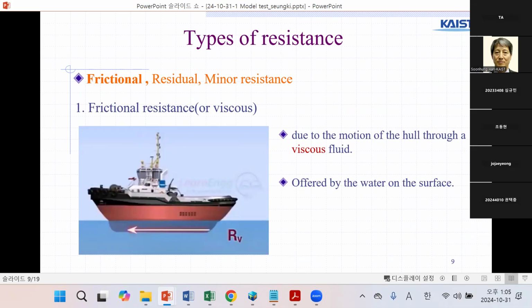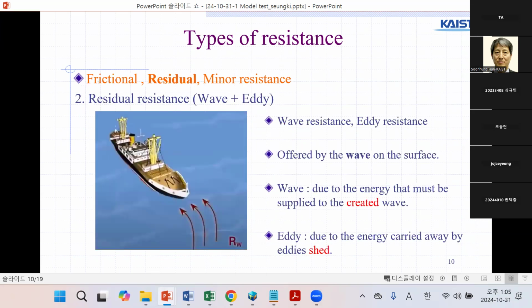And there are two main types of resistance, which are frictional and residual, plus minor resistance. First, the frictional resistance or viscous resistance is due to the motion of the hull through a viscous fluid. So it's offered by the water surface. And second, residual resistance is composed of wave and eddy. Wave is due to the energy that must be supplied to create the wave, and eddy is due to the energy carried away by eddy shedding. So these are afforded by the wave on the surface.